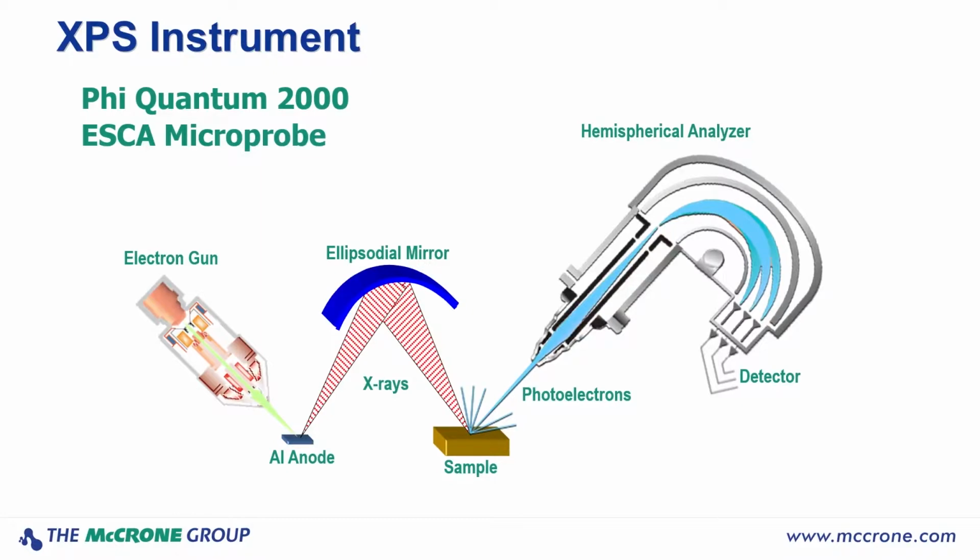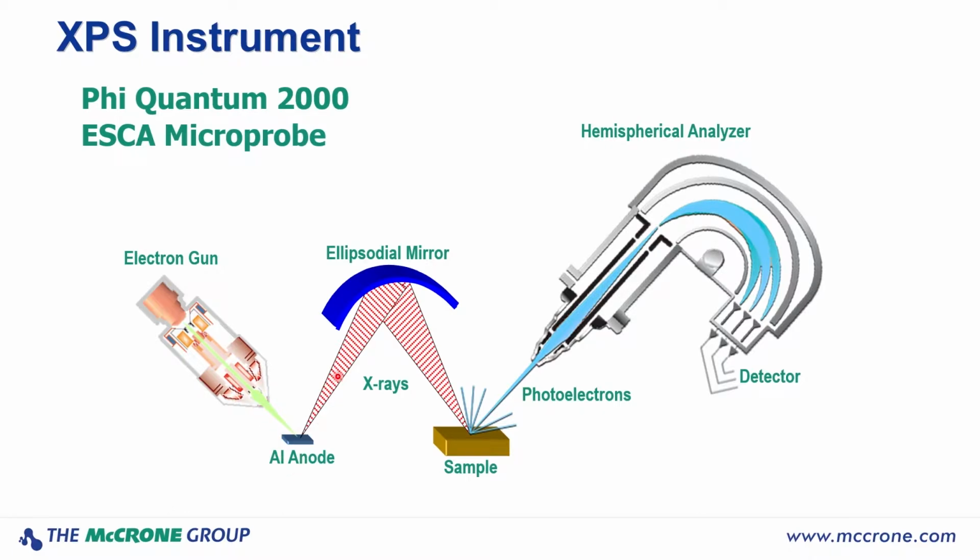Now let's talk about the instrumentation used for surface analysis. And again, we're going to focus on X-ray photoelectron spectroscopy. So this schematic diagram shows the layout of a Phi Quantum 2000 XPS instrument, and this is very similar to most of the commercial instruments available. The experiment involves irradiating a sample with an X-ray beam. So the X-ray beam is produced by hitting a target material with a beam of electrons, and typically aluminum X-rays are going to be the source. You can also use magnesium, zirconium, some other materials, but by far the most common source is aluminum X-rays.